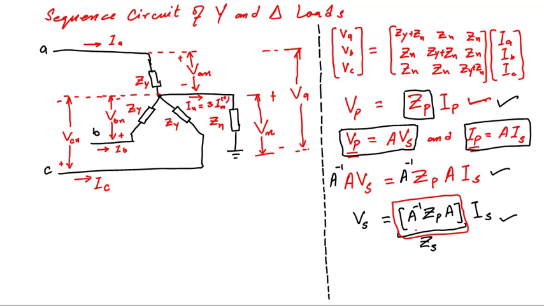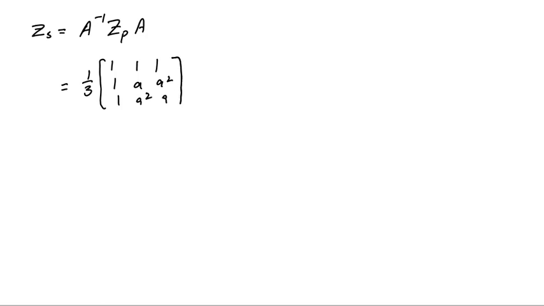So now let's see what this product is: A inverse ZP into A. The sequence impedance matrix is equal to A inverse, phasor impedance matrix, into A. Now if I substitute the values, we can write it as 1 by 3 times [1 1 1; 1 A A square; 1 A square A]. This is the A inverse matrix multiplied with ZP.